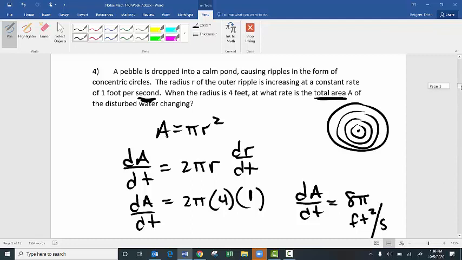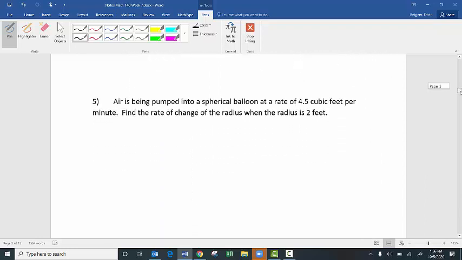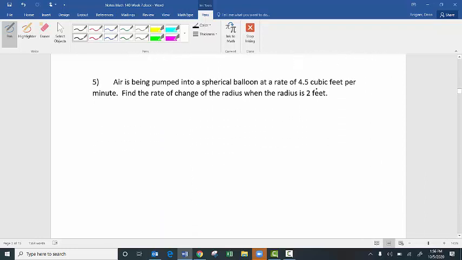Okay, so that was the area formula of a circle. The next one is a volume problem. Do you see it says cubic feet per minute? Anytime it says something about cubic, that's a volume.